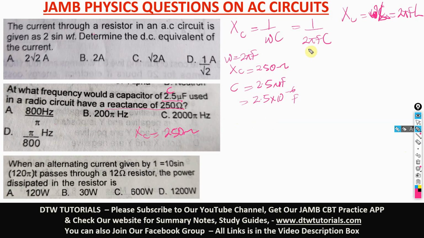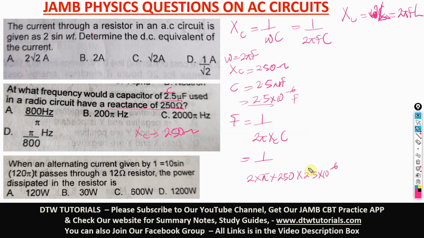So from here, if XC is equal to this, it means take f up, bring XC down. Please go and read up on change of subject of a formula. I can't start explaining it here. So we have 2 pi XC C. So from here we have f equals 1 over 2 times pi times XC, which is 250, our capacitive reactance, then times C, which we have here, 2.5 times 10 raised to the power minus 6.